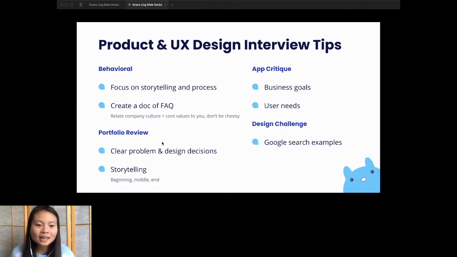portfolio review. But you really want to make your problem clear, and how you chose your design decisions, how they align to the problem you want to solve. Hiring managers always emphasize how important the storytelling is. So make sure you have a clear beginning, middle, and end.